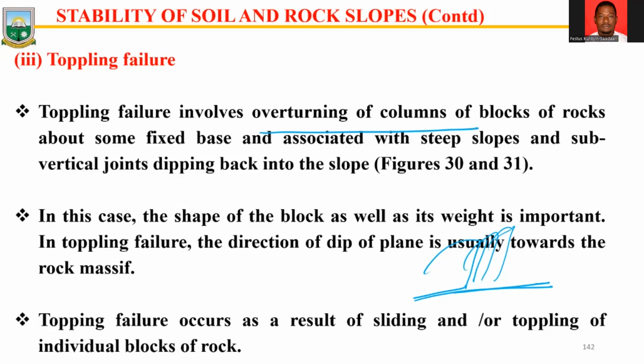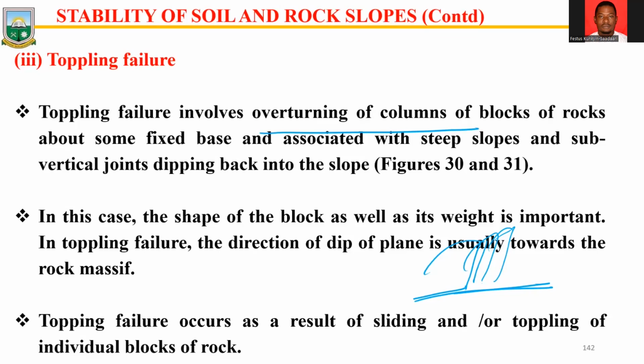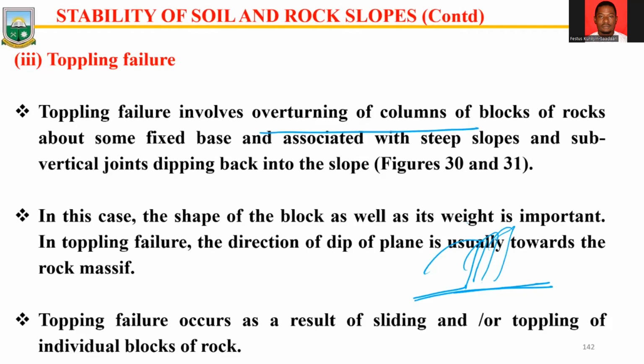So you have, let's say, a formation that is very strong, and so you decided to go with an angle that is steep. Then mind you that there isn't any discontinuity at the surface you don't know about, because if there is, then you are going to have toppling failure occurring without your knowledge. Then in this case, the shape of the block as well as the width is important. So you need to know the shape of the blocks that are going to cause the toppling, and then how heavy they are. In toppling failure, the direction of the dip plane is usually towards the massive, okay?